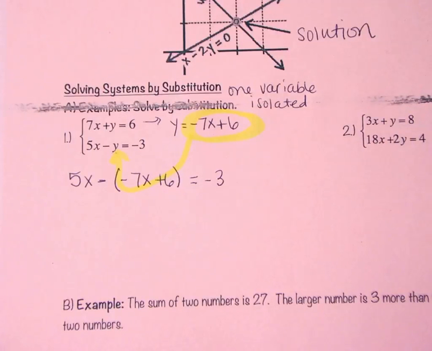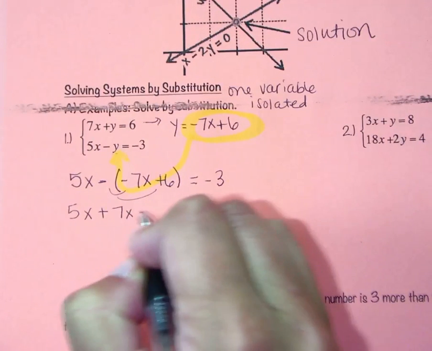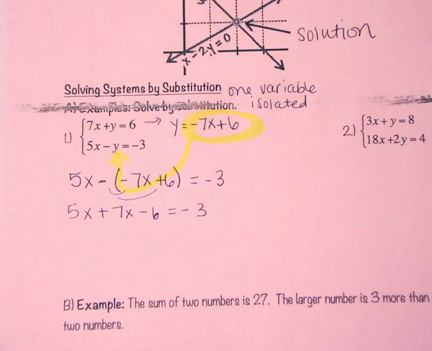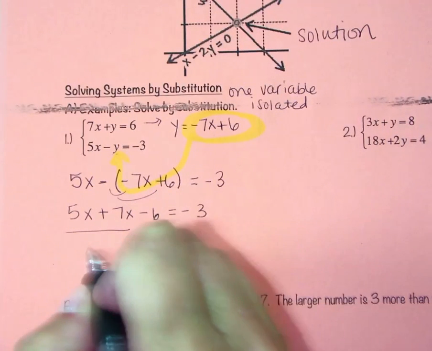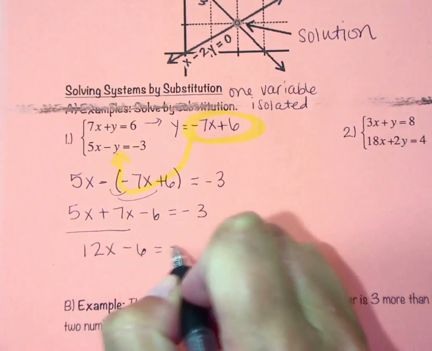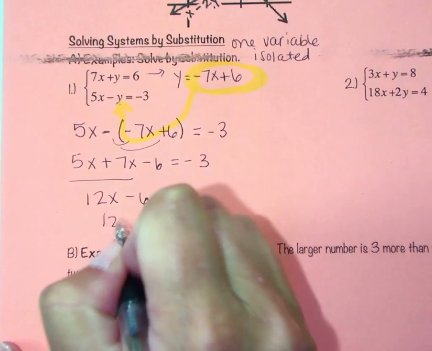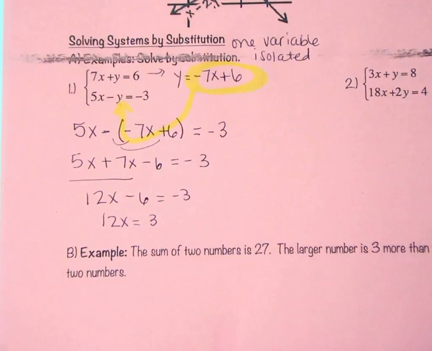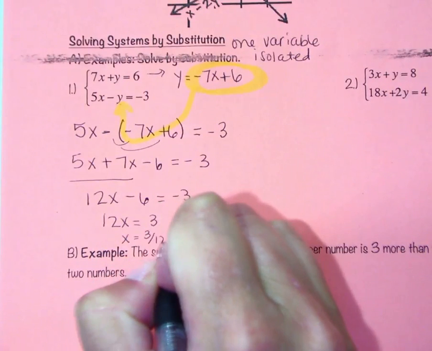What we've done is now we've created an equation that just has one variable that we can solve for. So we are going to start off by distributing the negative. And then again, it's just solving a linear equation from here. We can combine our like terms, so the 5x and the 7x gives me 12x. We can add the 6. And then when we divide by 12, we get 3 over 12, which is 1/4.